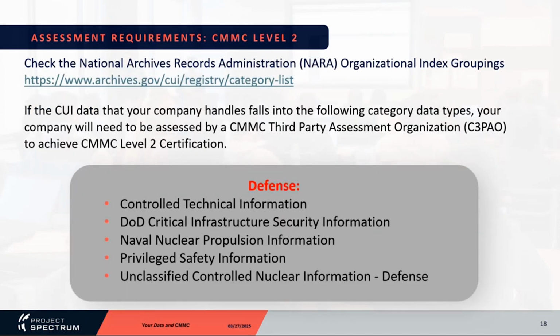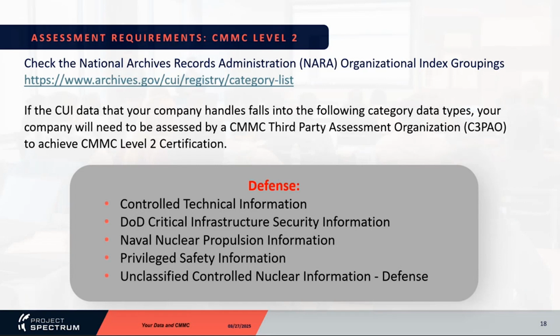So when you're talking about CMMC level 2, you can check out the National Archives and Records Administration, or NARA. They have an organizational index of groupings, and we've got a link for you right here. We'll also pass it along to you in the chat. If the CUI data that your company handles falls into any of these category data types, this is when you need to be assessed by that C3PAO in order to achieve CMMC level 2 certification.